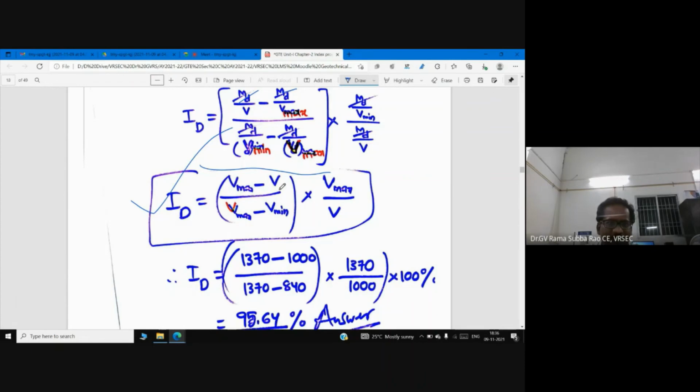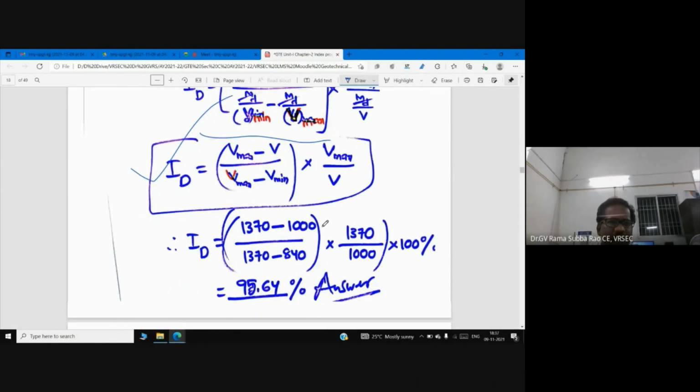(V max - V) / (V max - V min) × V min / V. The volumes are given: maximum volume, natural volume, and compacted volume. So I'm getting 95.64, which is very good. I can tell you it is a dense compacted soil, very dense actually. The degree of densification is good. So thank you all.